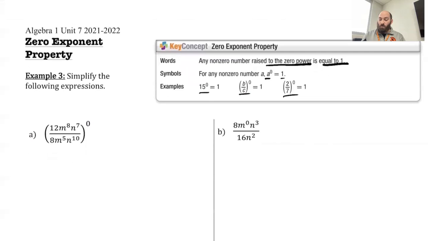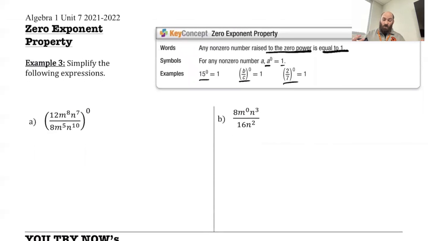So after we apply that property, then the next steps we could take are other rules that we might do. So maybe we deal with negative exponents. Maybe we deal with addition or subtraction of the exponents. Bottom line is we look at this problem here. I don't have to do anything inside because it's all raised to the 0 power. It's just 1. Okay. For part B, the only thing raised to the 0 power is this m to the 0 power.